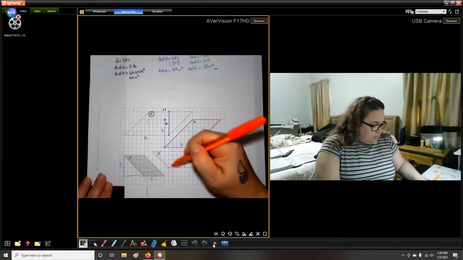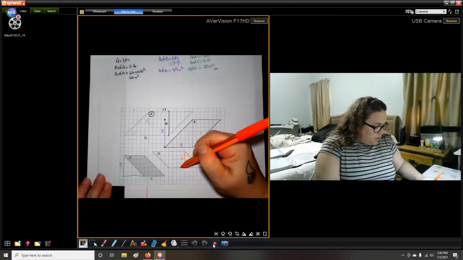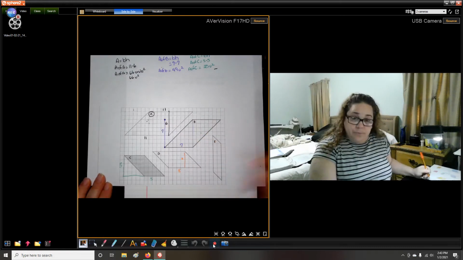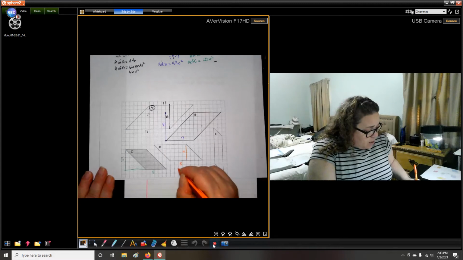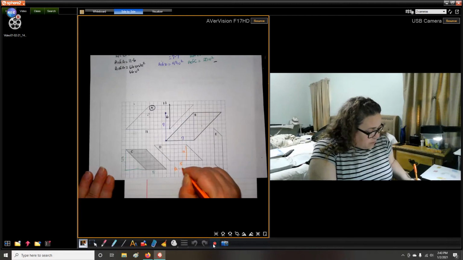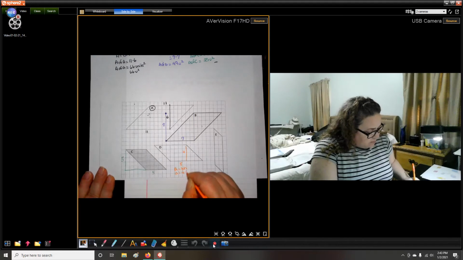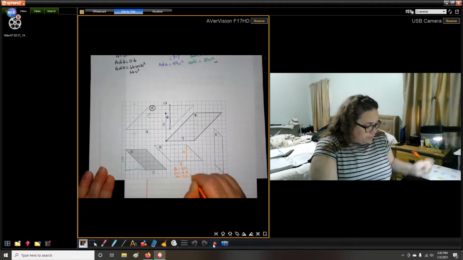And the base is 1, 2, 3, 4, 5, 6, 7, 8, right? Area equals base times height. Area equals 4 times 8. Area equals 32 units squared.